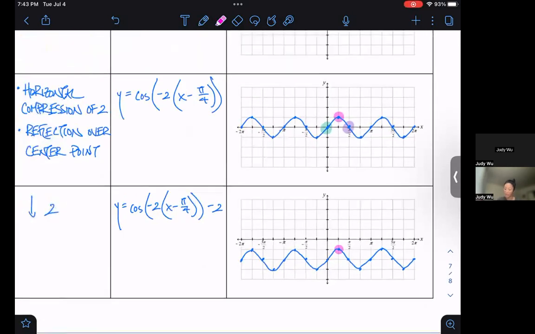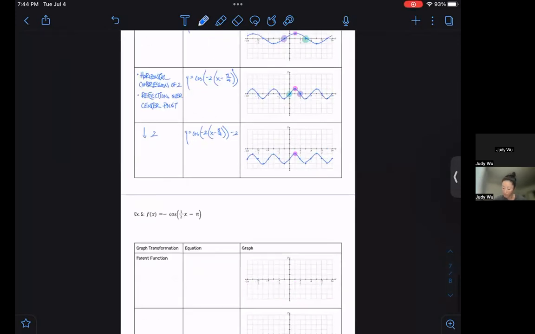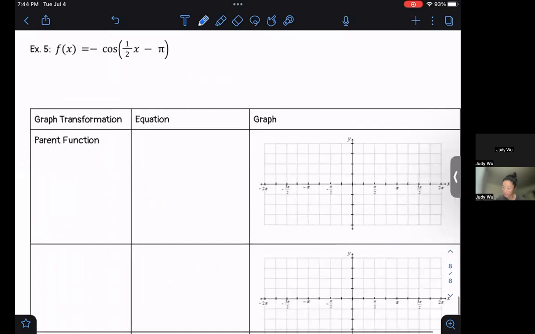Okay, so let's zoom out for a moment, but we've got all of this on one page and we can see that progression. We've got our cosine, we slide it over, we squeeze it in and flip it, and then we move everything down too. Okay, all right, we've got one more example here. Take a look at that last example and see where we go.